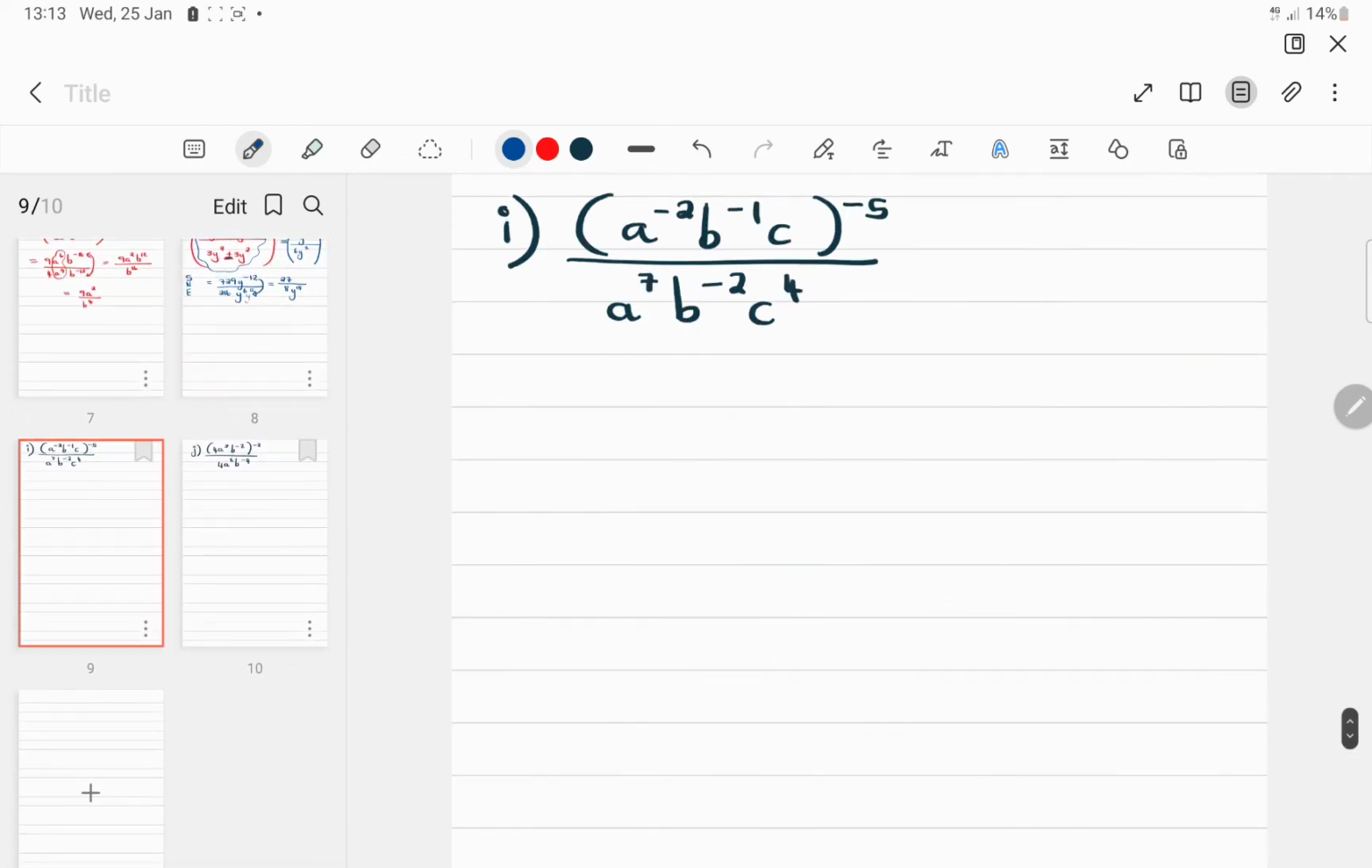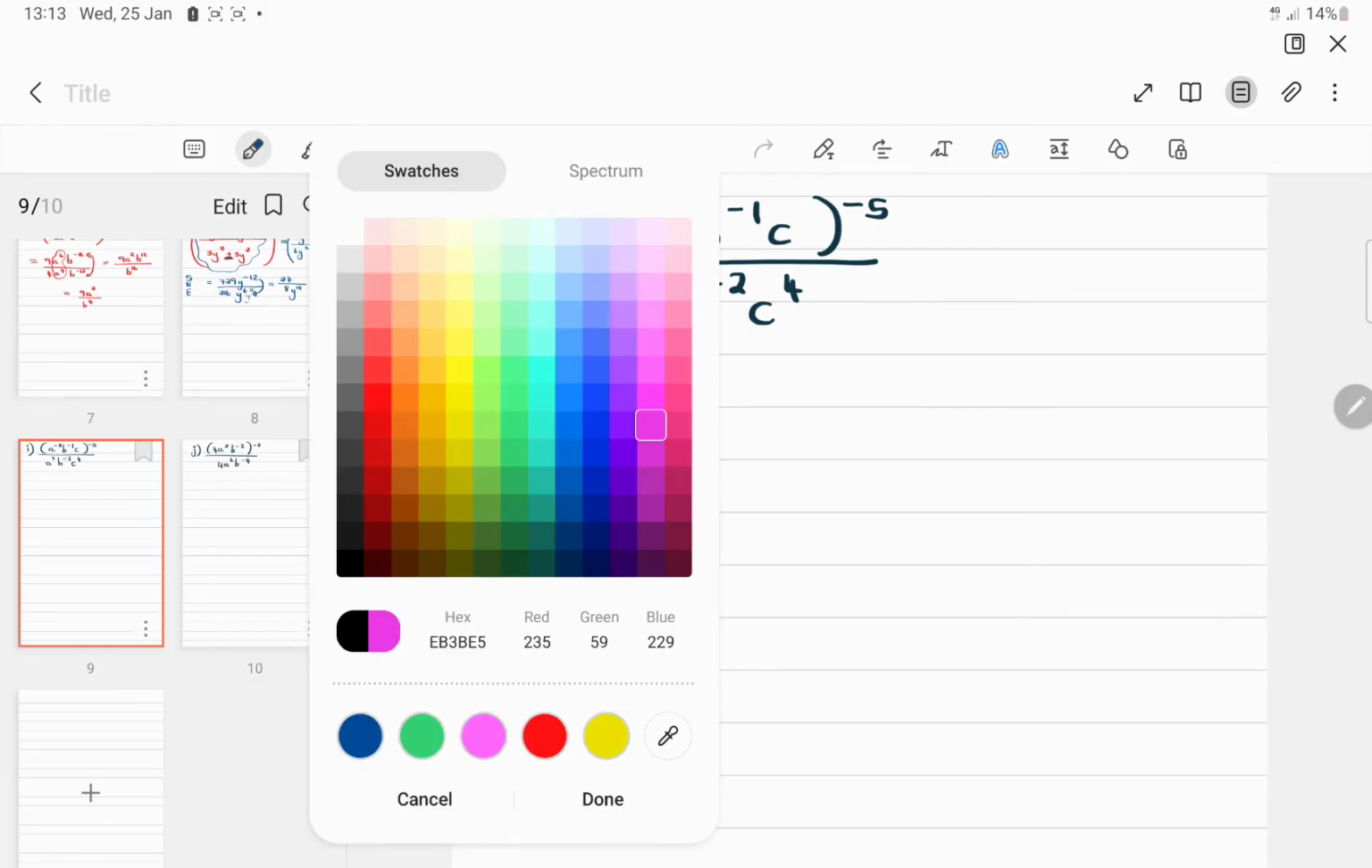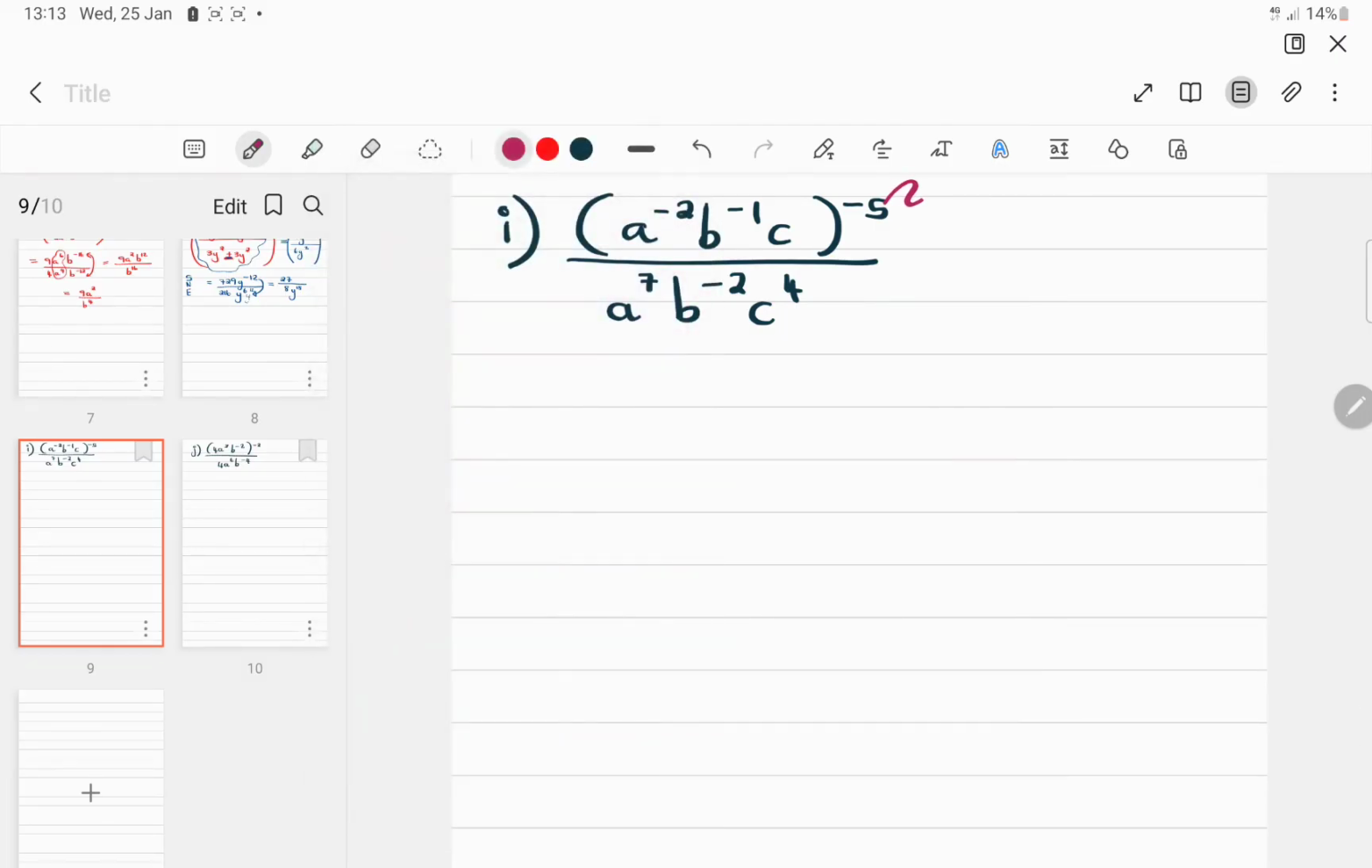Two more to go. Okay, again, everything is to the power 5, negative 5 at the top, only the top. Can you see the brackets only belong to the top part over there? So I'm just going to go ahead and say a power raised to a further power, you multiply.